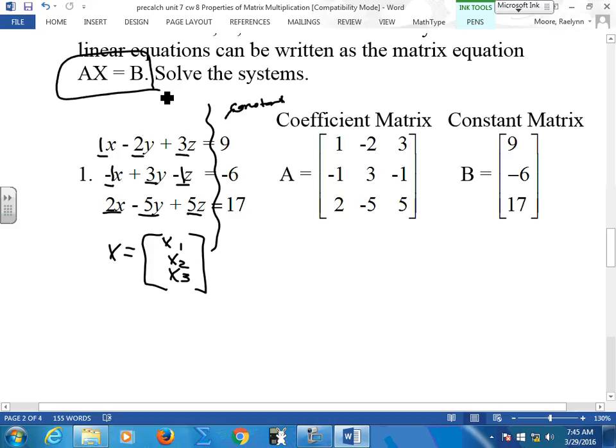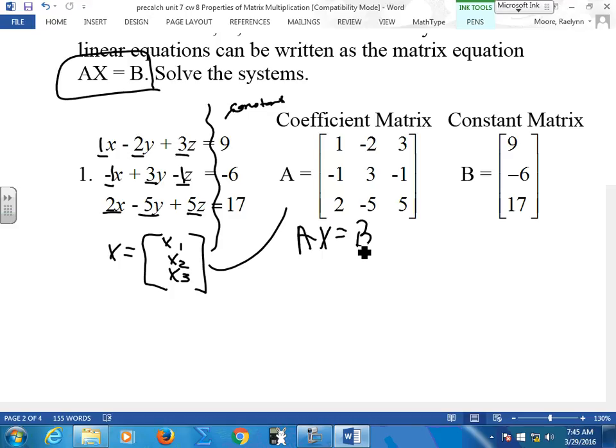And at the end, it's kind of cool because once you put it into that format, if you actually multiply A times x, it does equal B. So it's a good way to check that everything worked okay. This is another way to check. It's another way to look at a matrix.